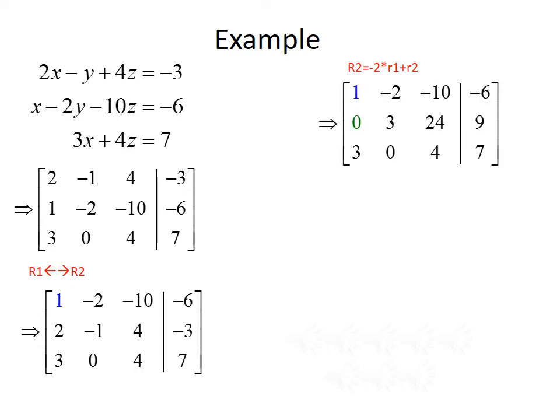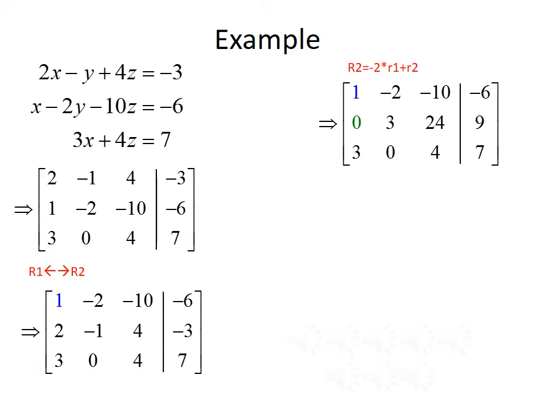So let's look at this column by column. If we take negative 2 times 1 and add 2 to it, that'll give us a 0. Negative 2 times negative 2 gives us a positive 4, and positive 4 plus negative 1 gives us 3. Negative 2 times negative 10 gives us a positive 20. 20 plus 4 gives us 24. And negative 2 times negative 6 gives us a positive 12. Positive 12 minus 3 gives us 9. So our new row is 0, 3, 24, 9.